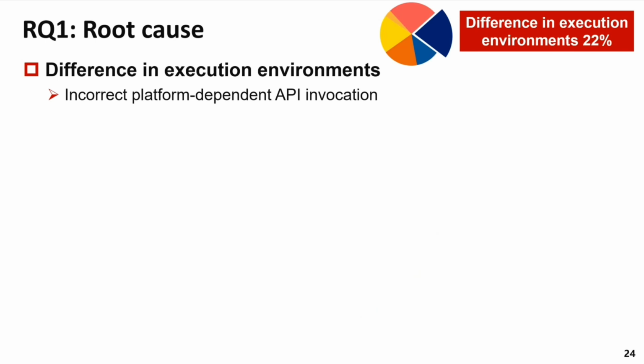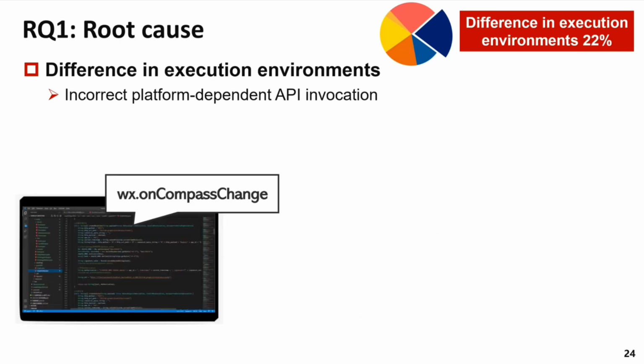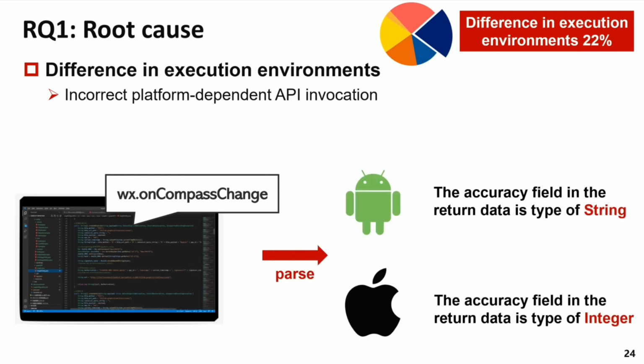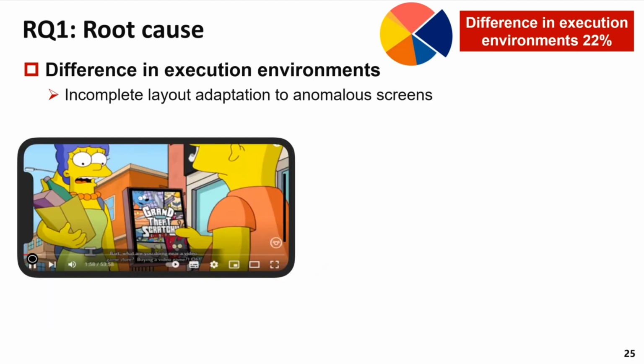Now let's look at one V-Bug caused by differences in execution environments. It's due to an incorrect platform-dependent API invocation. The developer uses the API wx.onCompassChange in his program. The type of return data accuracy is string on Android devices, while the type is integer on iOS devices. Some APIs in mini program frameworks are platform-dependent. They do not support all operating systems or have different behaviors on different operating systems. If developers do not handle these APIs properly, V-Bugs can happen.